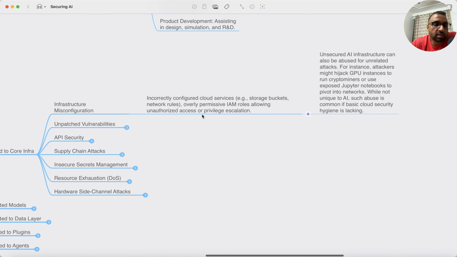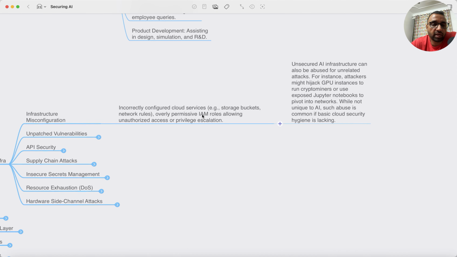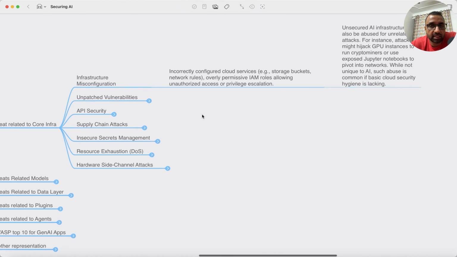So infrastructure misconfiguration is all about incorrectly configured cloud services. For example, somebody could have given all write permissions to storage buckets, or given open any rule to network rules, or maybe overly permissive IAM roles that allow unauthorized access or privilege escalations. Okay. Now imagine a scenario where an unsecured AI infra can be used or abused for unrelated attacks. For example, attackers can hijack GPU instances to run crypto miners, or use exposed Jupyter notebooks to pivot into networks. While this is not specific to AI, this abuse is very common if basic cloud security hygiene is lacking, right?